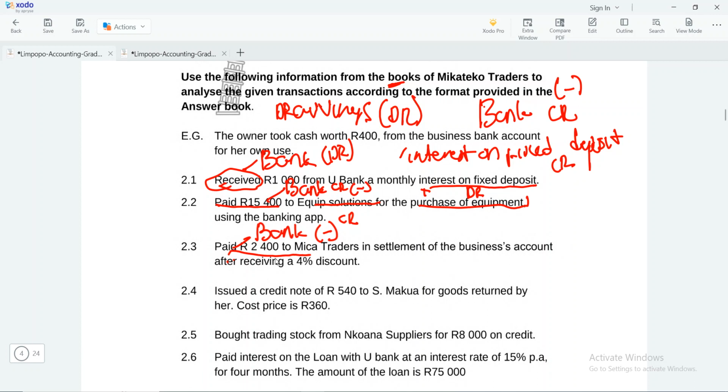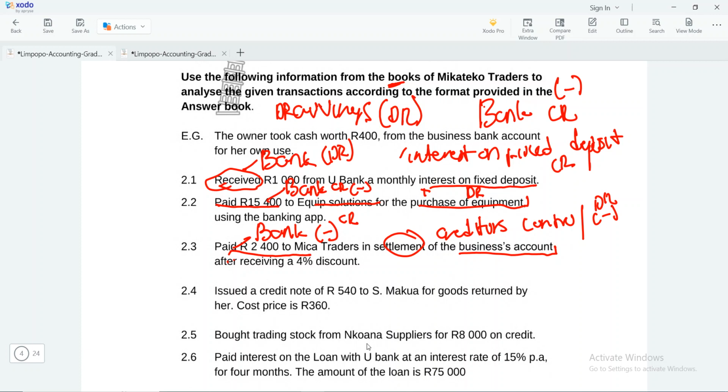Okay, so we paid 2,400 to Mika Traders in settlement of the business's account. So once they say we are settling, you must think about creditors control. You are settling a creditor, so we have creditors control here. Now we know that creditors control is decreased on the debit side. Okay, so which means it will be a minus to our liabilities.